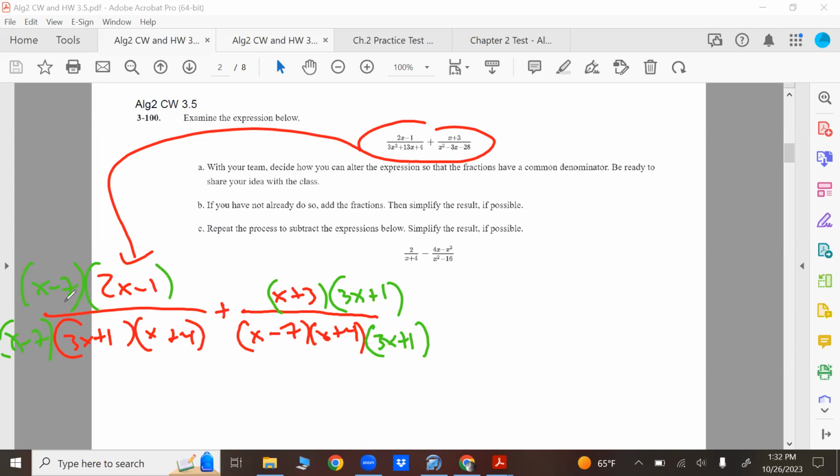Okay, just so I know you guys are on the right track, let me show you what I have so far. When I factor, I got 3x plus 1 times x plus 4 for the first denominator. The second denominator had x minus 7 times x plus 4. Do the two denominators share a factor? Absolutely. They share x plus 4. So what is the true LCD? The true LCD only has 3 factors: x minus 7, because you have x minus 7 somewhere, 3x plus 1, you have 3x plus 1 somewhere, and they both have x plus 4 in common.